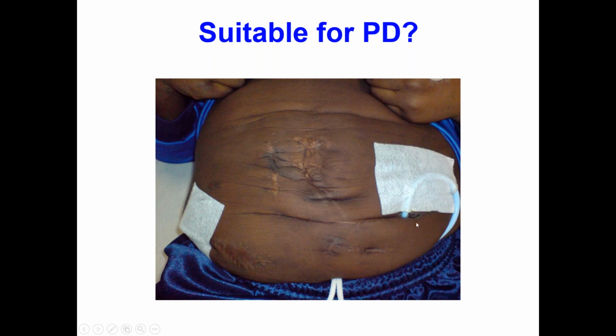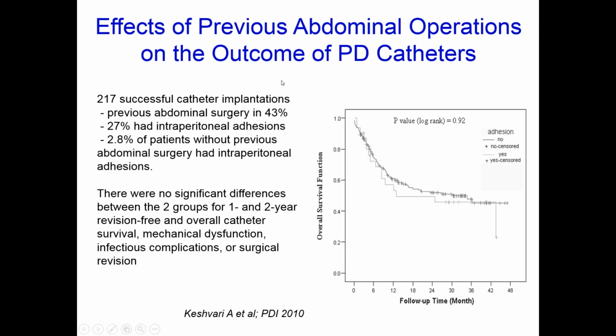And if this child had a failed transplant or failed hemodialysis, the question is, is he suitable to have PD again? Now, there are very few cases in pediatrics, but in the adult literature, there's this very nice paper where they have shown that out of 217 successful catheter implants, 43% of that cohort had previous abdominal surgery. And looking at this Kaplan-Meier graph, you see that there's no difference in the overall catheter survival in those who had previous surgery or did not.